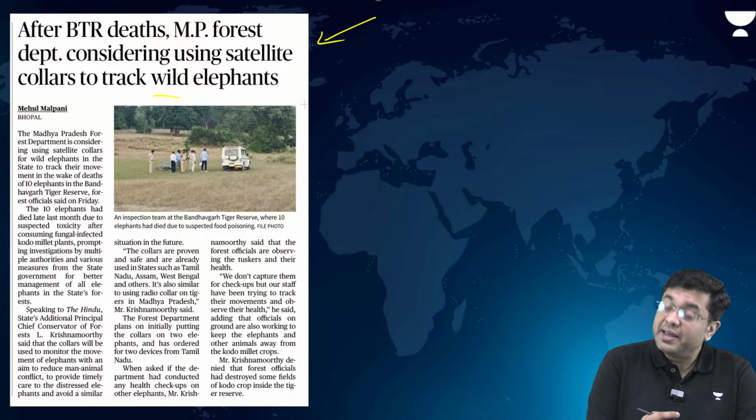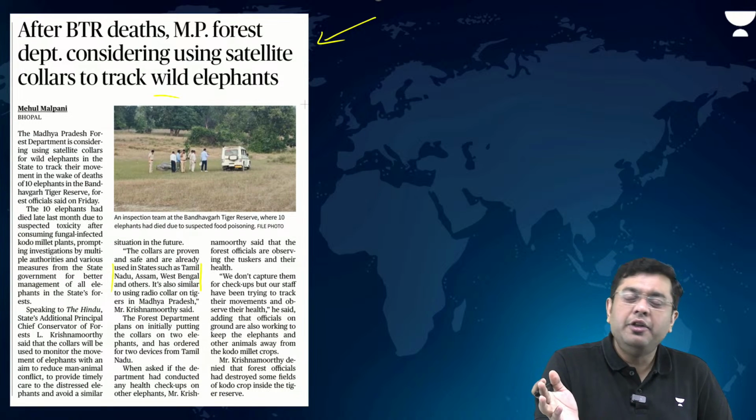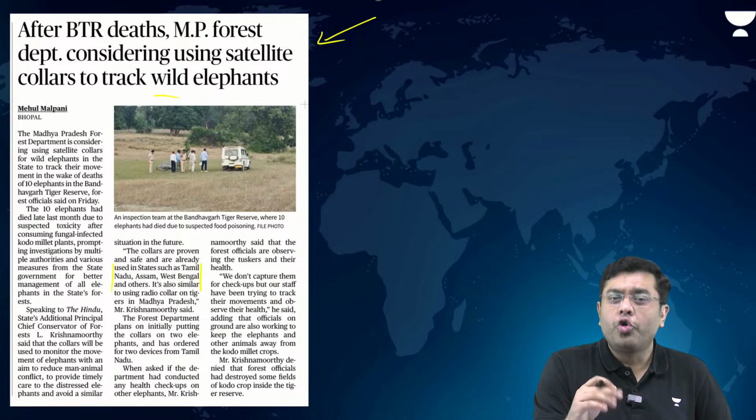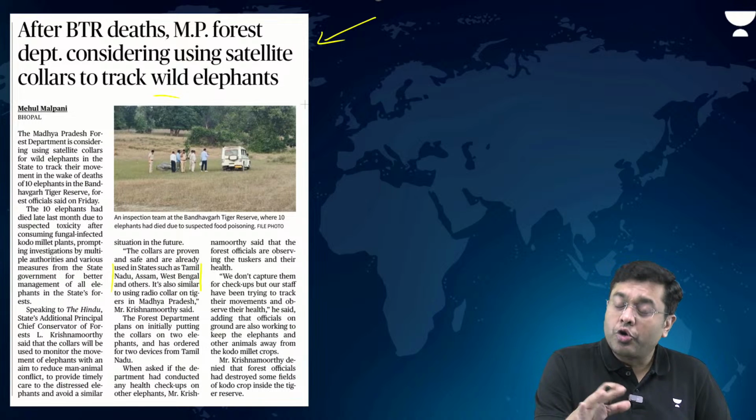Now, radio collaring is not something which is new for elephants. It is already being done in Tamil Nadu, Assam, West Bengal, and in certain instances in Karnataka also, but very few. So that is being done. Also at the same time, the wildlife officials are monitoring the elephants and trying to keep them away from the kodo millet. Right. So the kodo millet is the one which has been attributed as the reason for the death of the elephants after all.